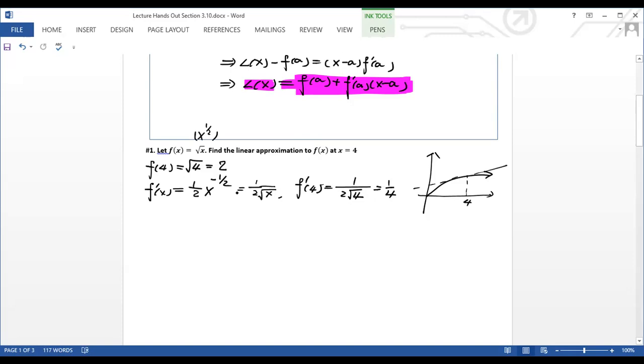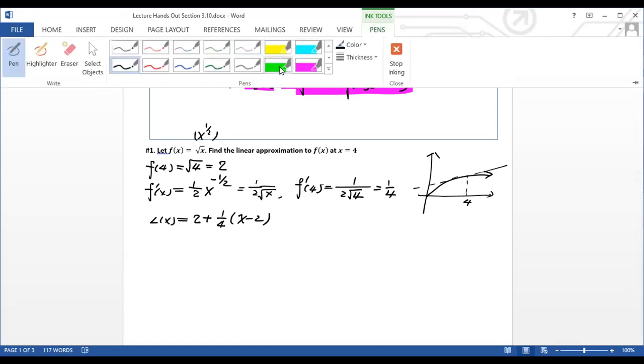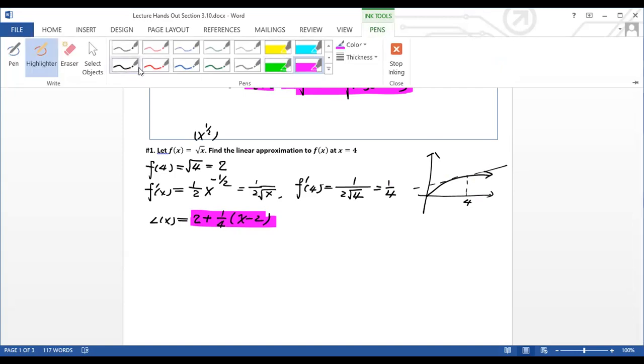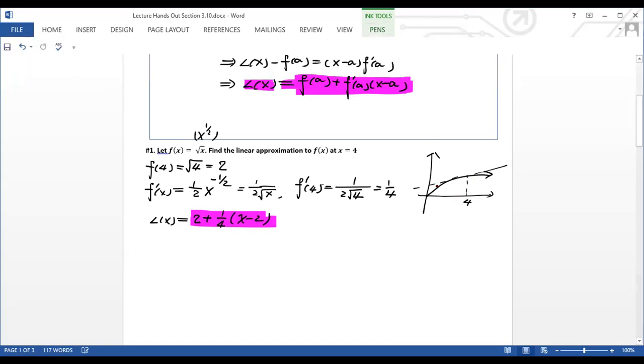And then we can plug into the formula here. So I know my linear approximation will be f of a, which is 2, plus f prime of a, which is 1/4, times x minus 4. So this is my linear approximation here. That means this is the equation of this tangent line, right? So how do you use this tangent line to estimate? For example, this is 4.